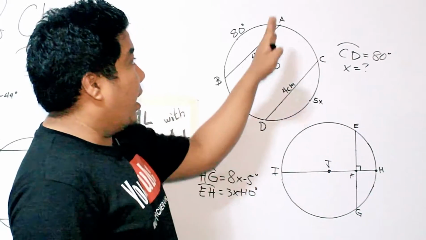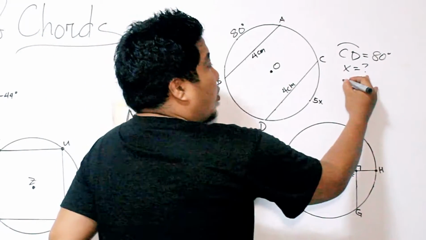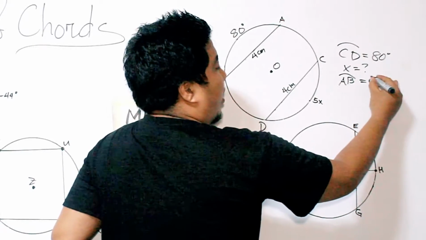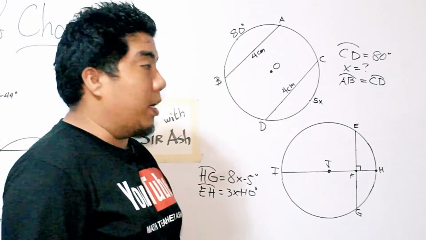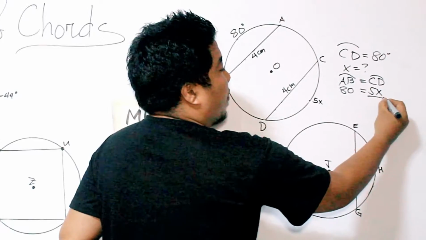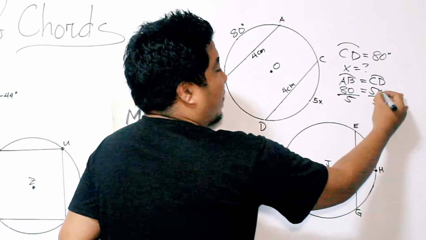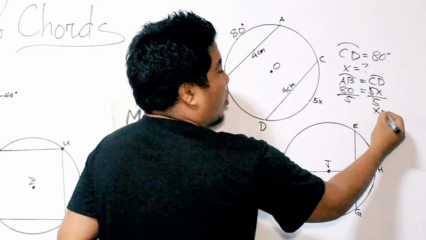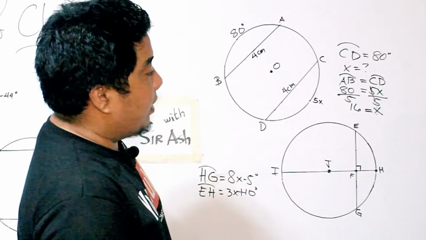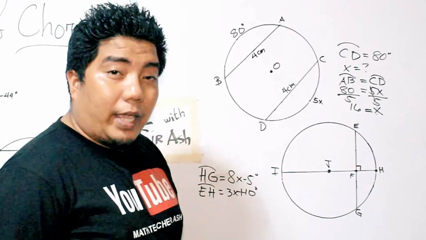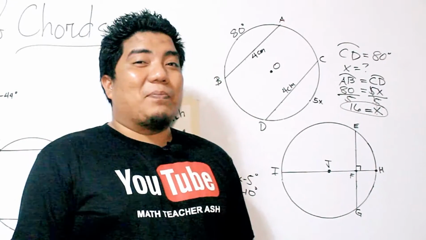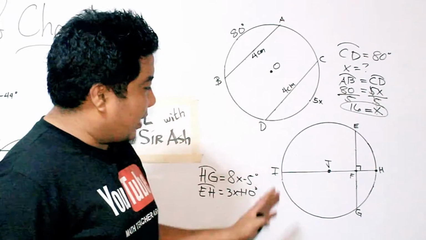Since arc CD and arc AB are congruent, then you could just put this into a mathematical sentence like this. Arc CD is equal to arc AB. Then, this is 80 and this is 5x. If you solve the value of x by dividing both sides by 5, then you will have a value of x as 16. Because 16 times 5 is 80. So therefore, the value of x is 16. Easy, right? Now, let's go to the second example.